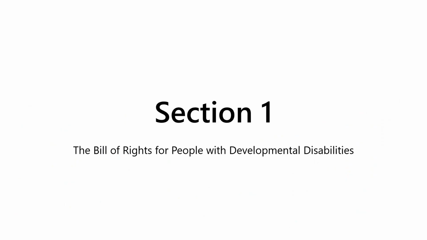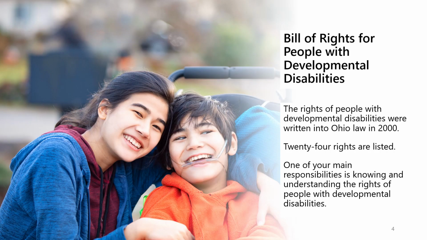Section 1, the Bill of Rights for People with Developmental Disabilities. People with developmental disabilities have the same rights as those without disabilities, but they have not always been afforded those same rights, independence, and protections. Because of this, the rights of people with developmental disabilities were written into Ohio law in September of 2000.